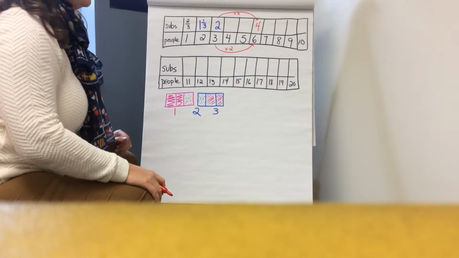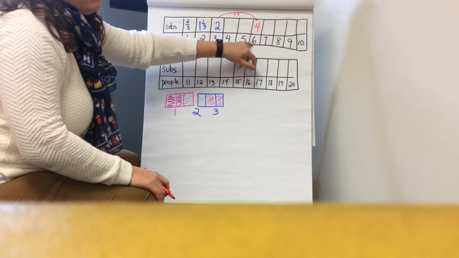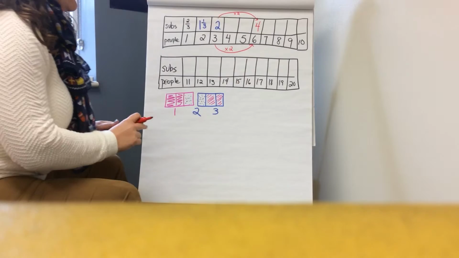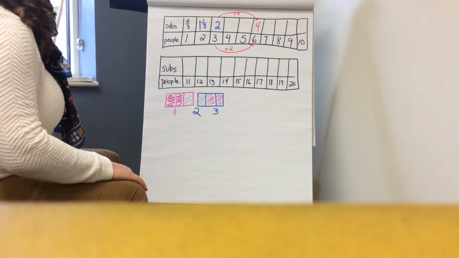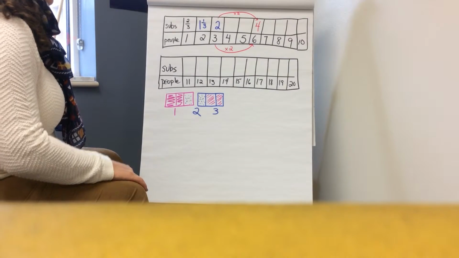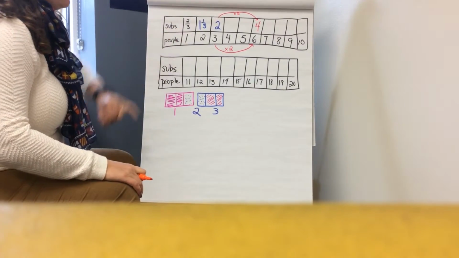The next connection that can be made is that 2/3 and 4/6 are equivalent fractions. The last connection that you can make is that we are looking at multiples of 3 because our denominator in our initial fraction is 3.